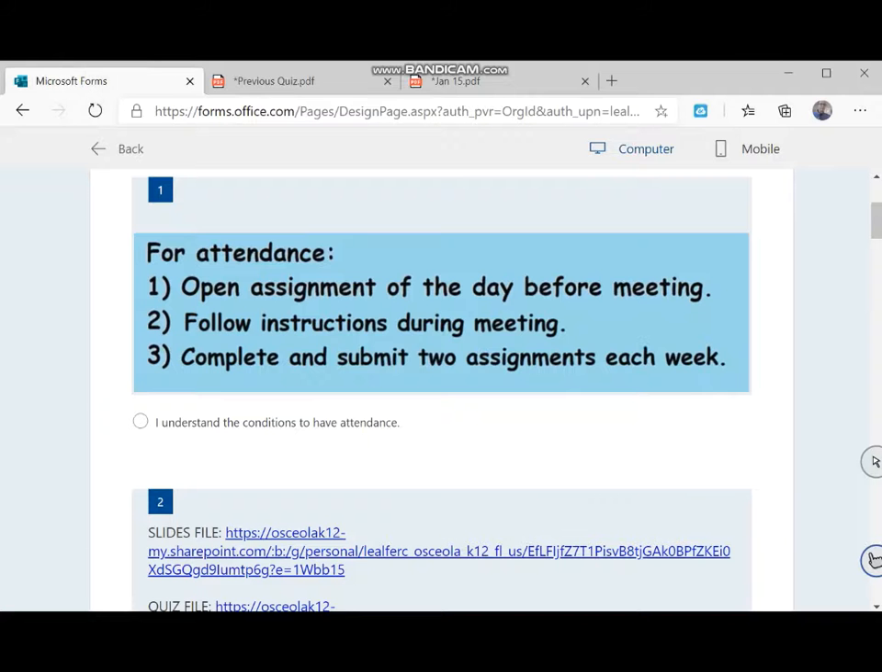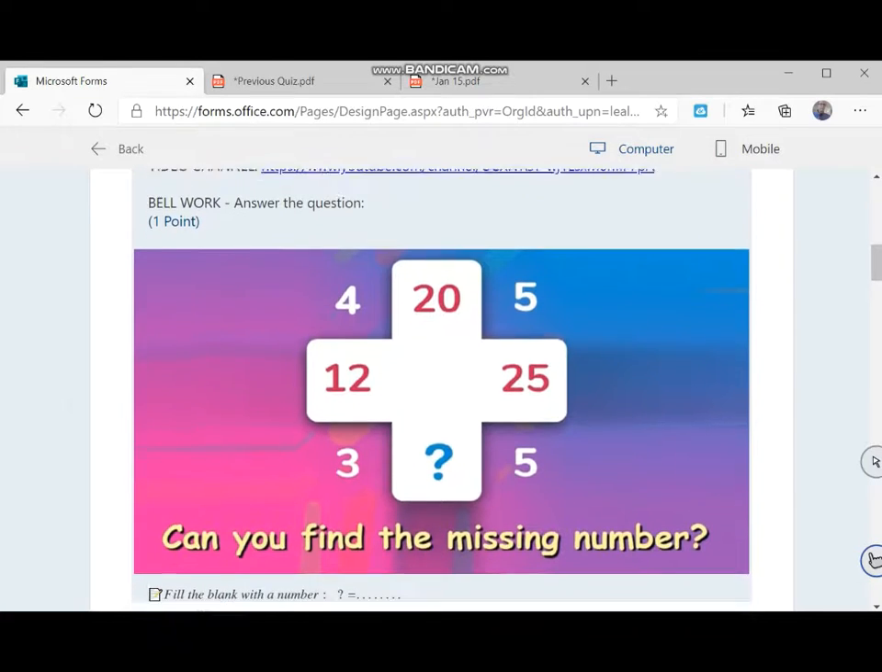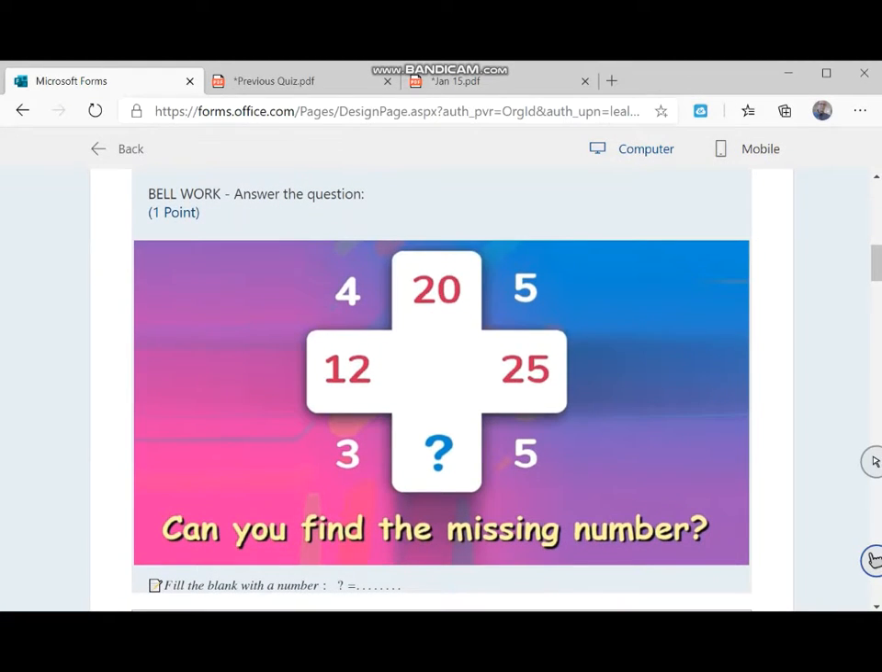All right. Any questions at all? Any complaints? Any comments? Or even feedbacks? If you don't have anything, let's move on and work here on this bell work.